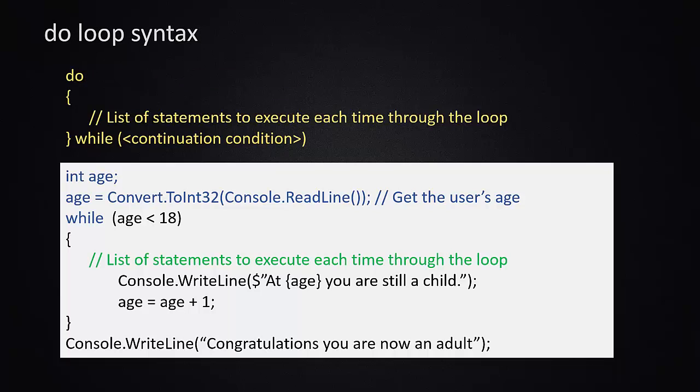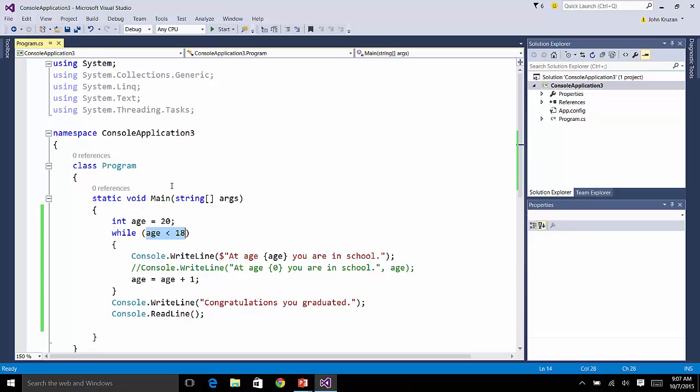Okay, very similar to the while loop is the do loop or the do while loop. And here the condition is tested at the end, which means that the code inside of your loop is going to be run at least once.